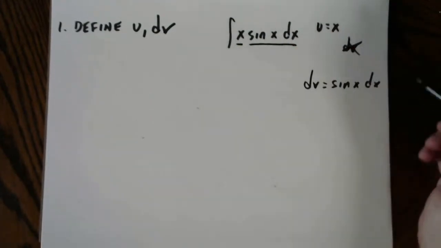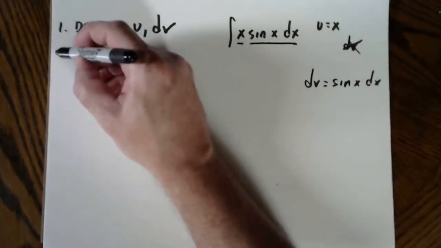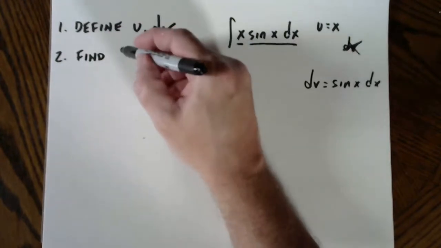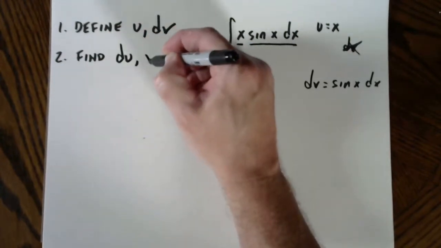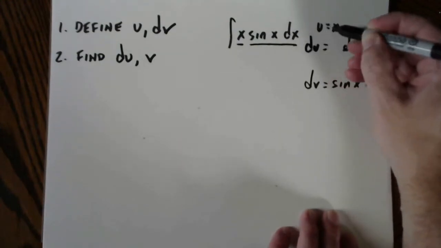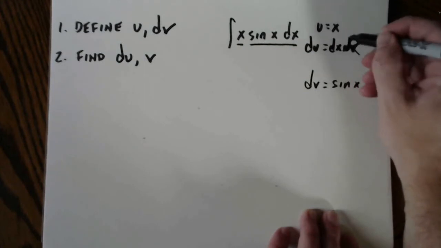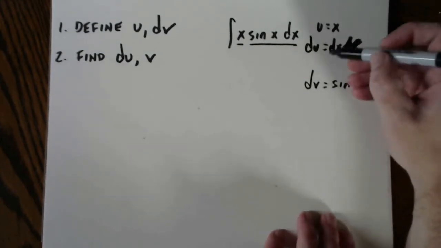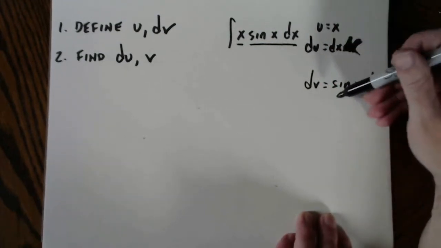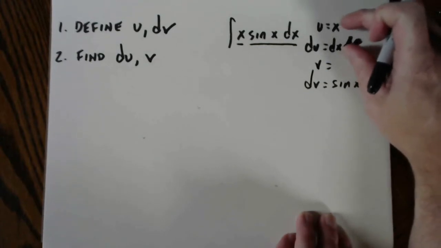I account for the rest. Okay? Now you've made these selections, so what follows are du and v. So du is 1 dx, and I'm sorry this is in the way. It looks like hell. I find v the same way I do with u substitution, by finding the antiderivative. It's kind of the backwards process of up here.